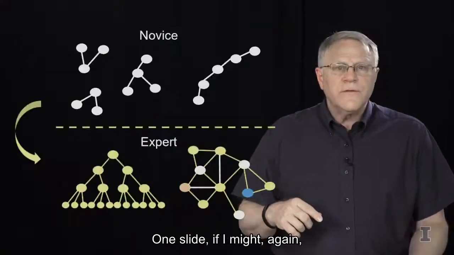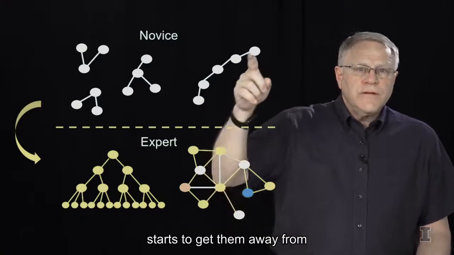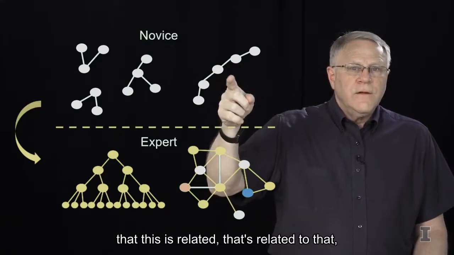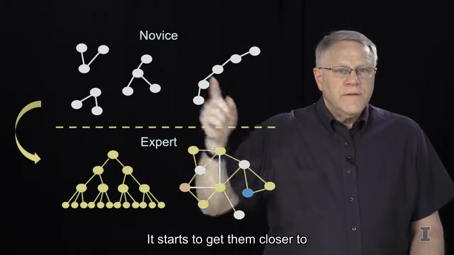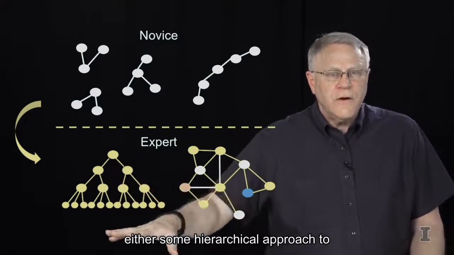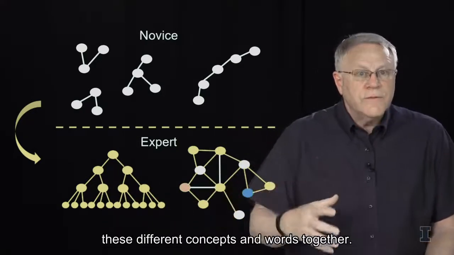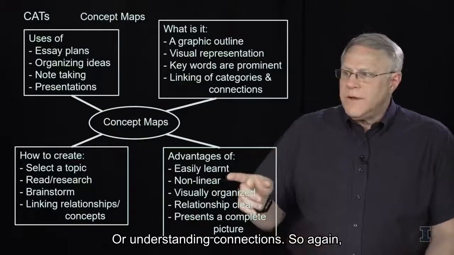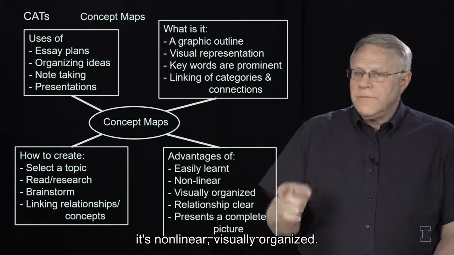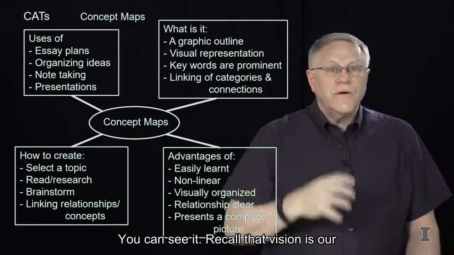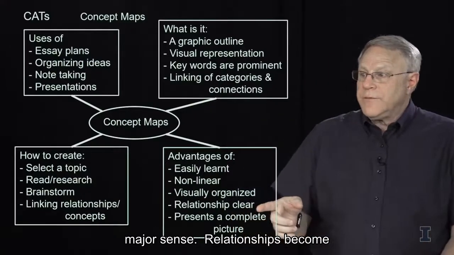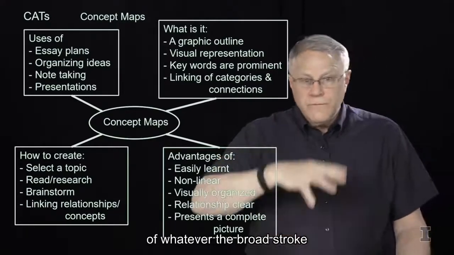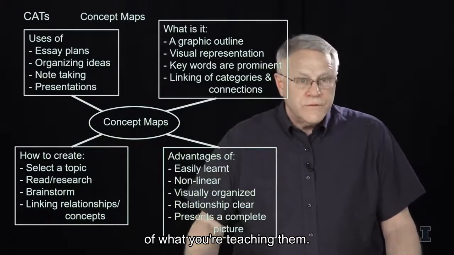Let me go back here one slide if I might. Again, this starts to get them away from this idea that everything is linear, that this is related to that, it's related to that, or it's not related to that. It starts to get them closer to either some hierarchical approach to it, putting these different concepts and words together, or understanding connections. So again, it's non-linear. Visually organized. You can see it. Recall that vision is our major sense. Relationships become clear and presents a complete picture of whatever the broad stroke of what you're teaching them.